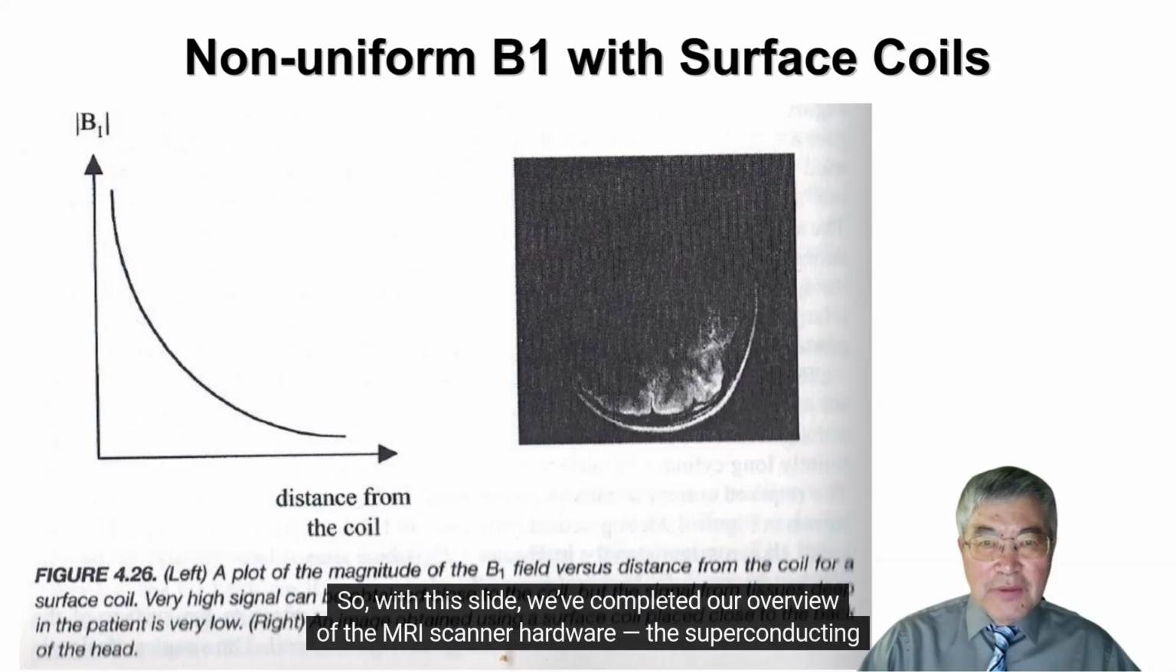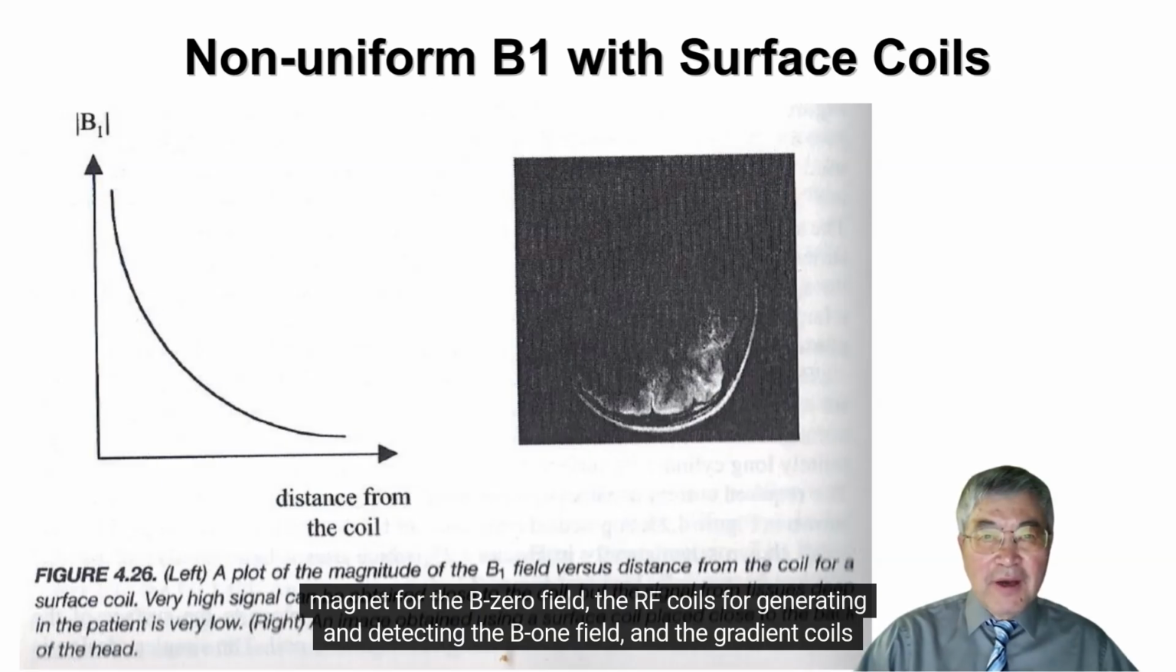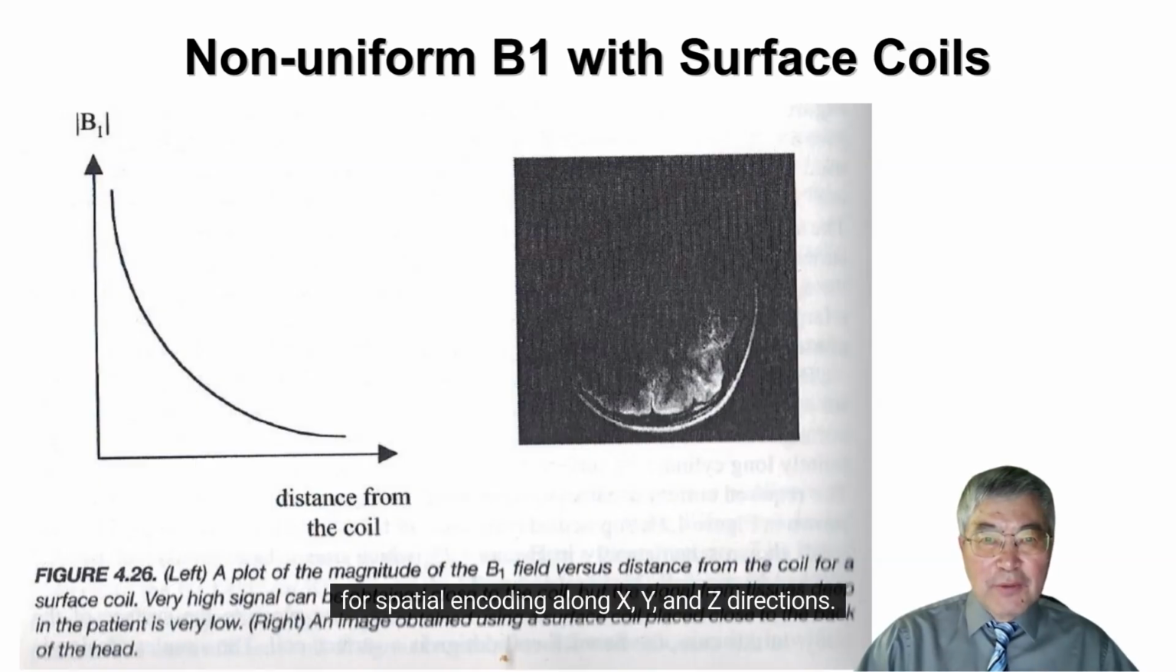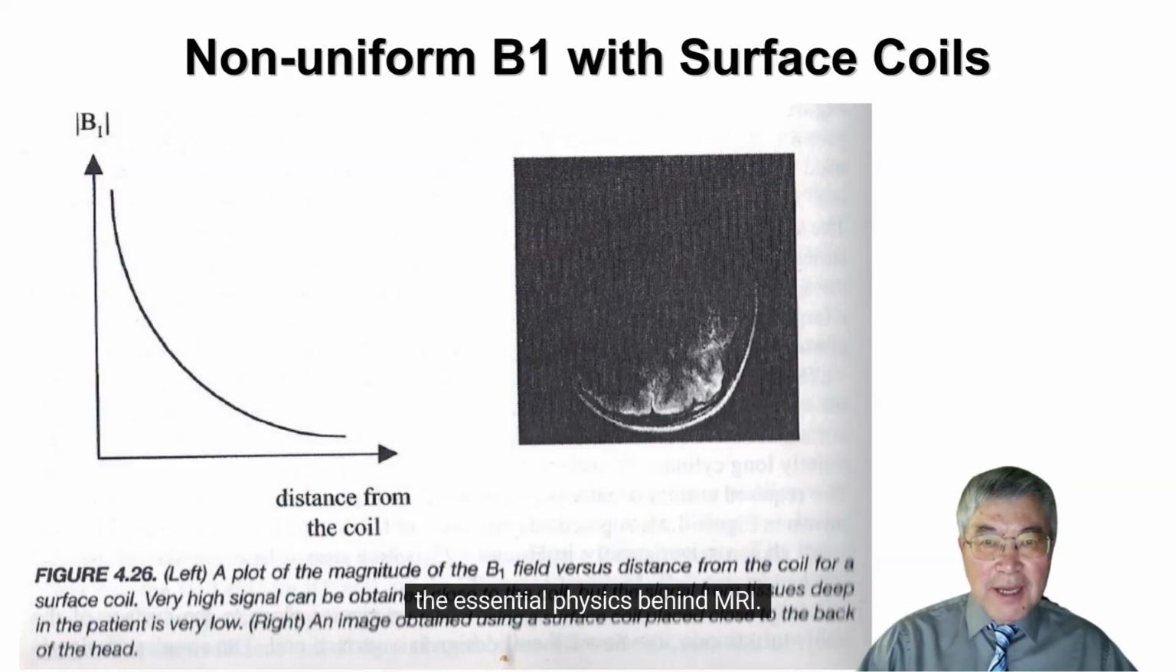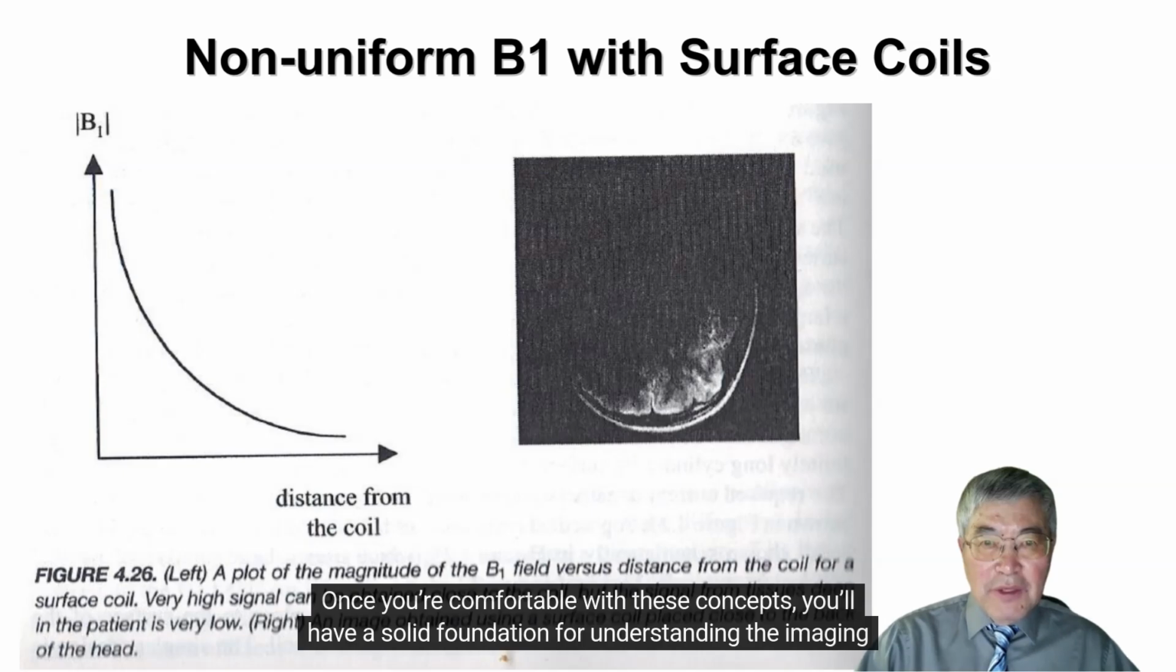So, with this slide, we've completed our overview of the MRI scanner hardware: the superconducting magnet for the B0 field, the RF coils for generating and detecting the B1 field, and the gradient coils for spatial encoding along X, Y, and Z directions. Understanding how these fields, B0, B1, and the gradient fields, work together is enough to grasp the essential physics behind MRI. Once you're comfortable with these concepts, you'll have a solid foundation for understanding the imaging process itself.